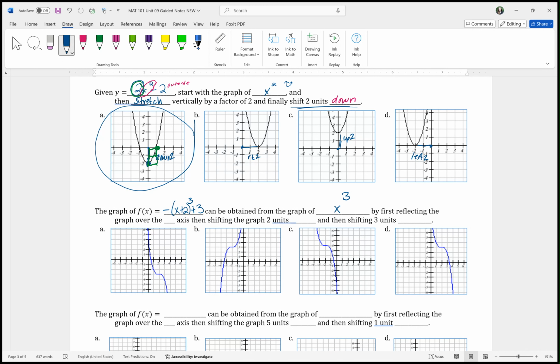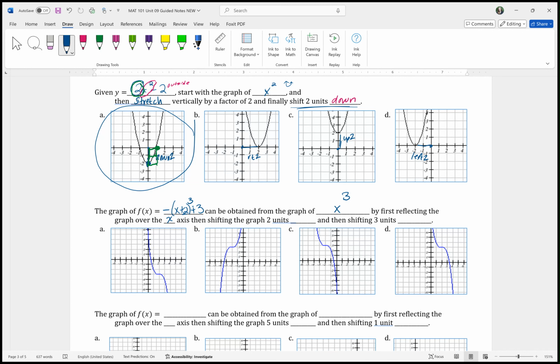That negative in the front is going to be your reflection. If it's in front of the parentheses or in front of the parent function on the outside, that is reflecting over x. If it was on the inside, that would be reflecting over y, and it would look like this. I just want to show you real quick. It would look like this. Okay? It would be like inside that parentheses. That is obviously not the case here. So this is going to reflect over the x-axis.